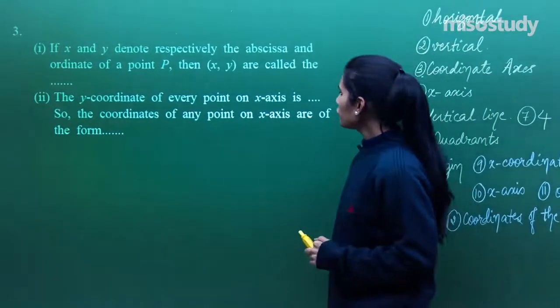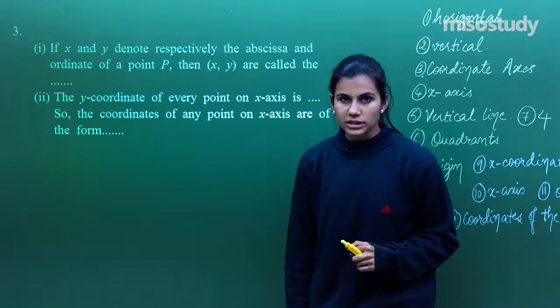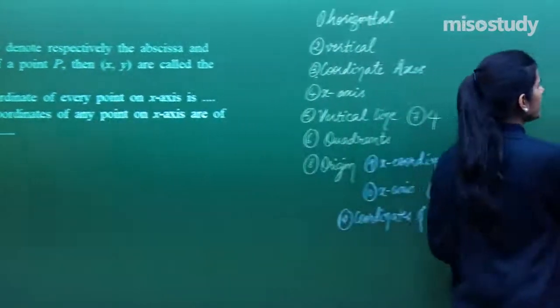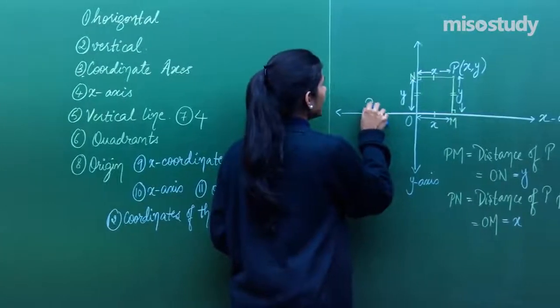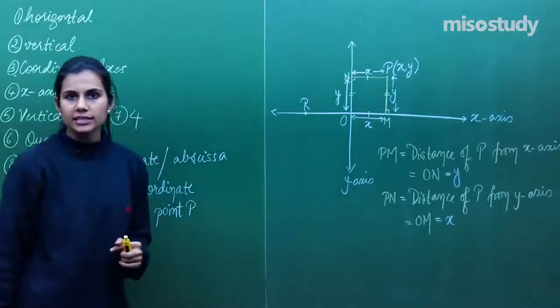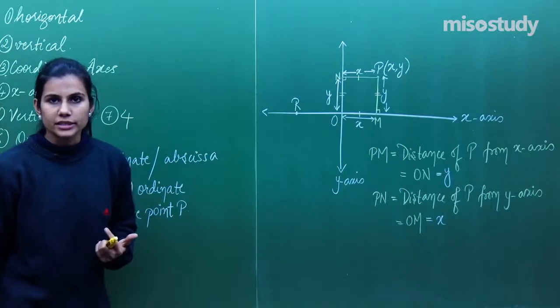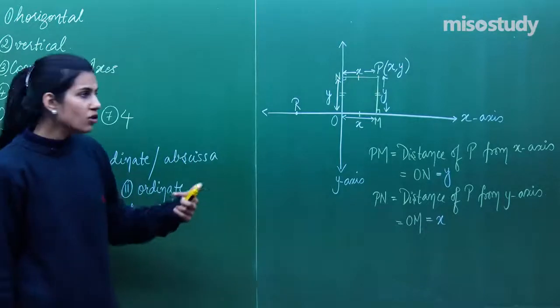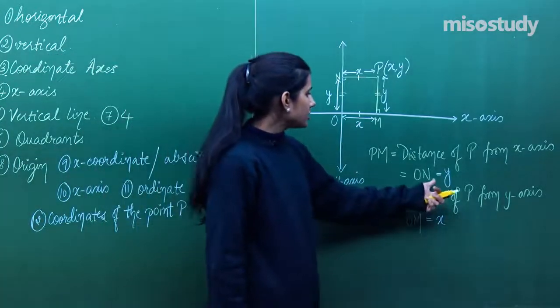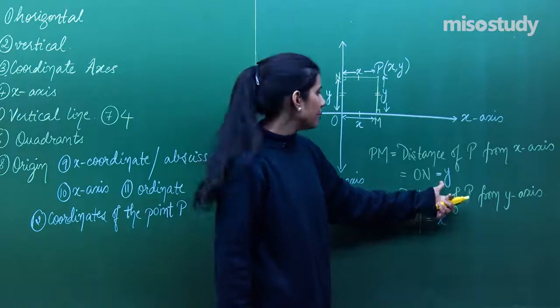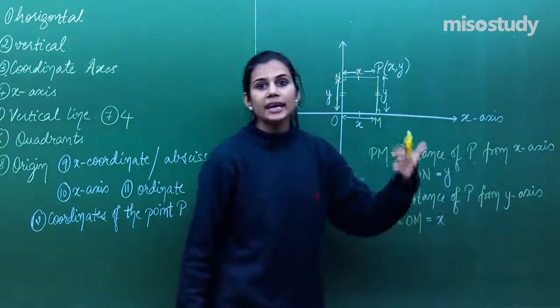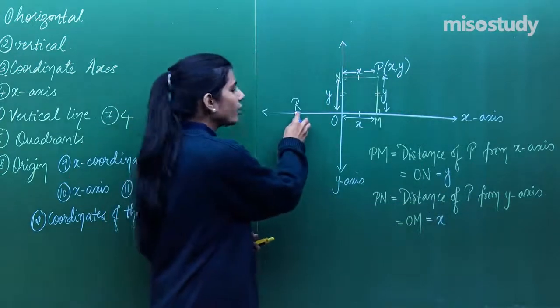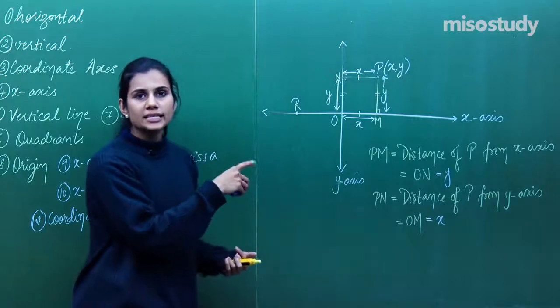The y coordinate of every point on x-axis is what? Now if a point is lying on the x-axis, say R is a point lying on the x-axis, what will be its y coordinate? Answer is its y coordinate will be 0. Why will it be 0? Y coordinate of any point is distance of that point from the x-axis. Y coordinate of point R is distance of point R from the x-axis.